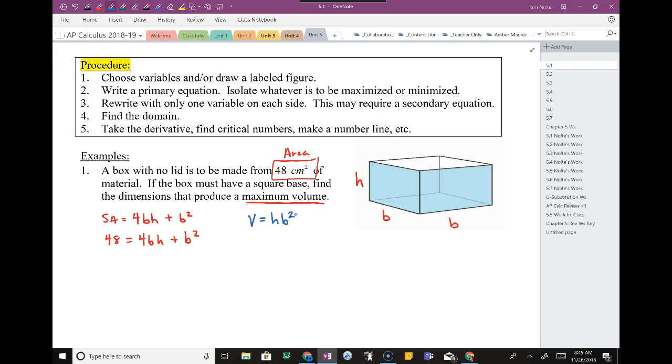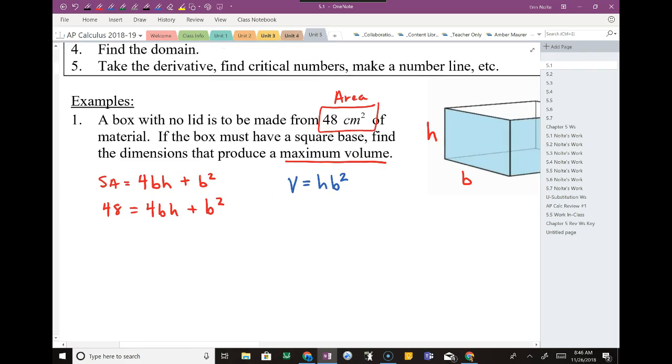At this point I have a volume equation that's in terms of both height and base. We do not want to derive an equation that has more than one variable. So what we have to do is pick one of the variables and isolate it in our surface area equation, then replace it into the volume equation, simplify it, and then derive it. So if I look at my surface area formula, the one in red there, which variable is going to be the easiest one to isolate?